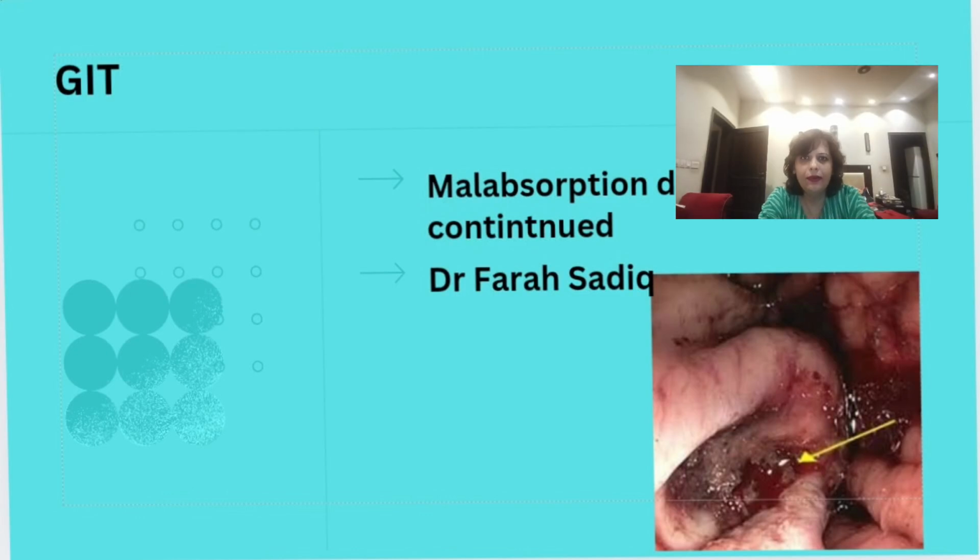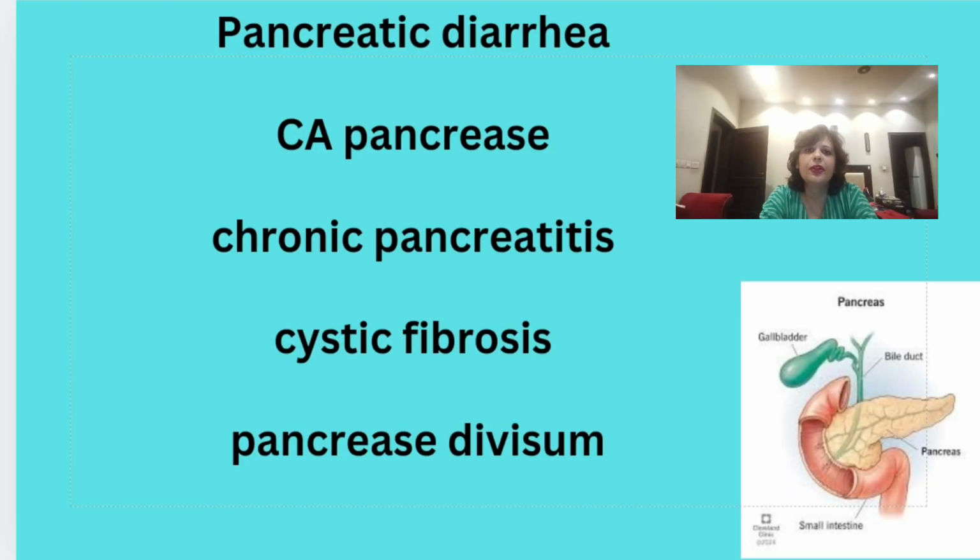Hello guys, today I will discuss the rest of the causes of malabsorptive diarrhea. The second common cause of malabsorptive diarrhea is pancreatic diarrhea, and any disease of the pancreas can lead to deficient pancreatic enzymes, which are very important for digestion of food. Obviously, when there are no enzymes, there will be no digestion, and ultimately it will lead to malabsorptive diarrhea.